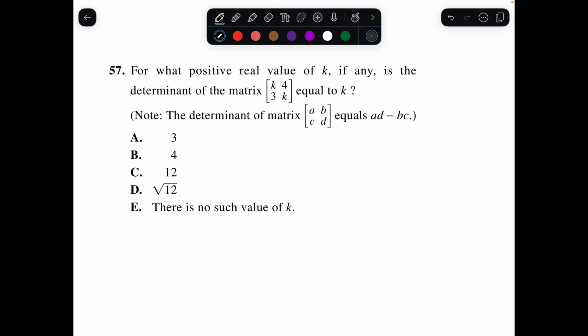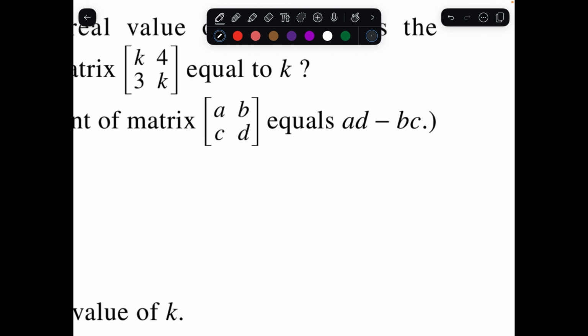Question 57, which says, for what positive real value of K, if any, is the determinant of the matrix K 4, 3 K equal to K? And it's given that the determinant of the matrix equals AD minus BC. So for this question, all you have to do is basically just use this formula.